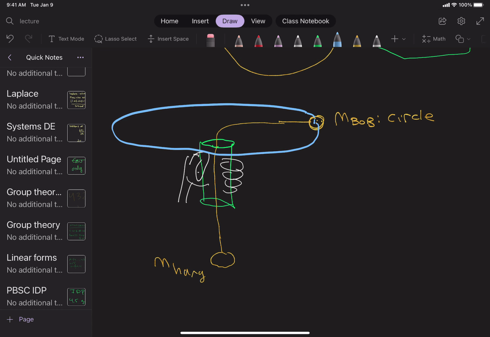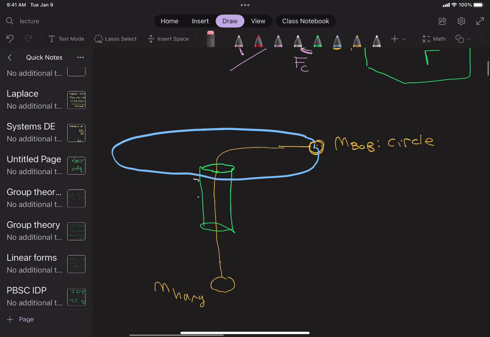So there's a couple of things that you're going to measure. So let me just get rid of some of these extra things here. One of the first things that you're going to measure is, from this axis here, the radius of the circle. So you're going to measure the radius r, and you're also going to measure the mass of the bob and the hanging mass.